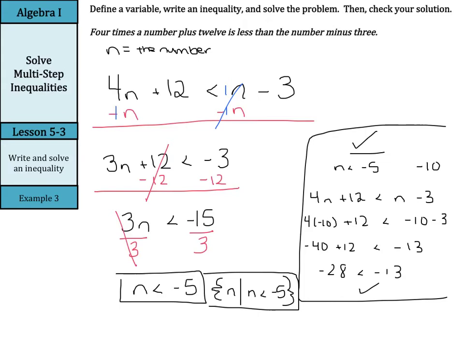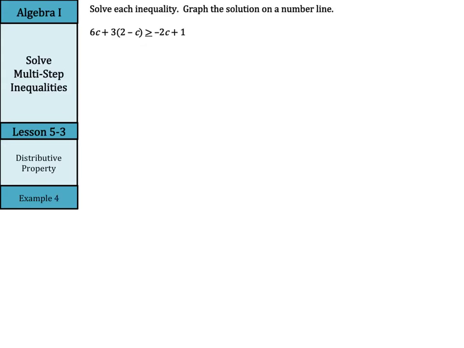Let's continue on. Now our inequalities become a lot of fun where we have the distributive property. Let's simplify our left side here first before we continue on. Let's distribute. So we're left with 6c plus 3 times 2 is 6. 3 times the negative c is negative 3c is greater than or equal to negative 2c plus 1.